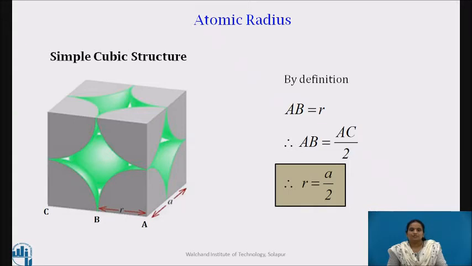In a simple cubic structure, the atoms would be in contact along the edges of the cube, as we can see in the figure here. So for any corner atom, the other corner atom is nearer. So if a is the edge of the cubic cell and r is the radius of the atom, atomic radius is equal to a by 2.